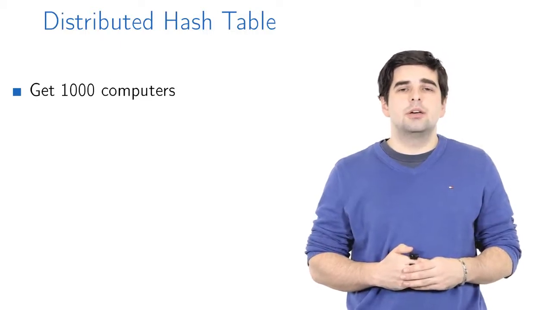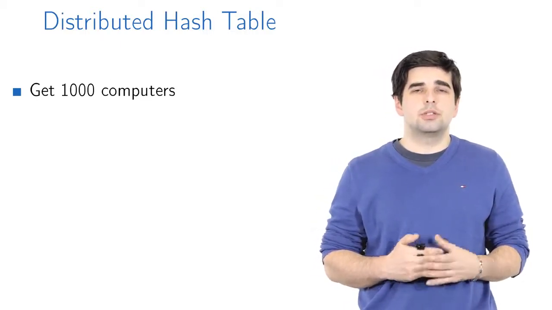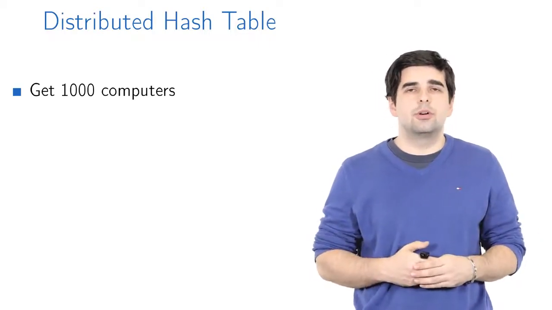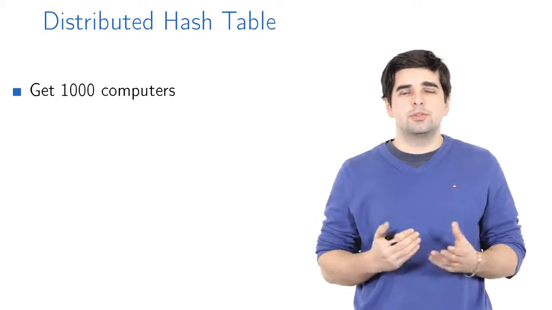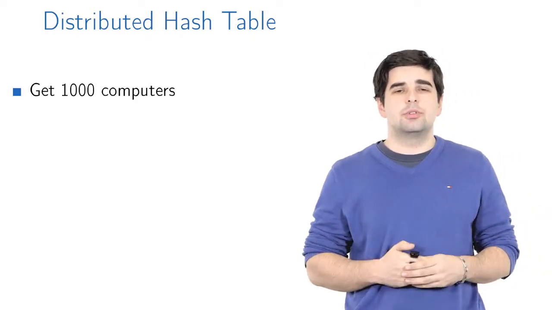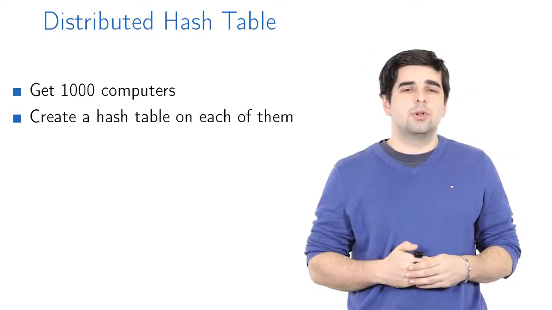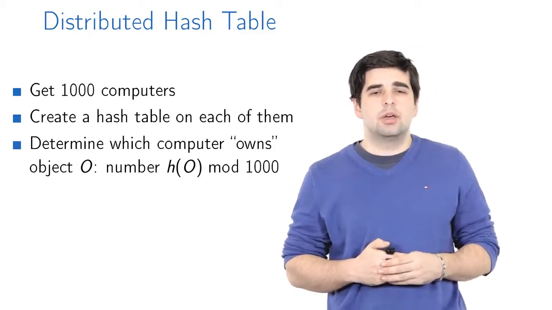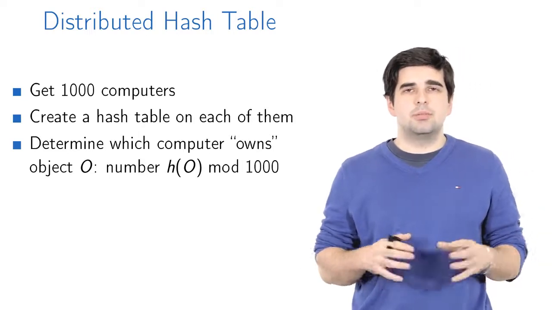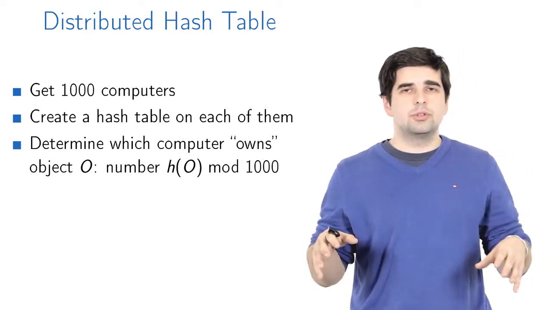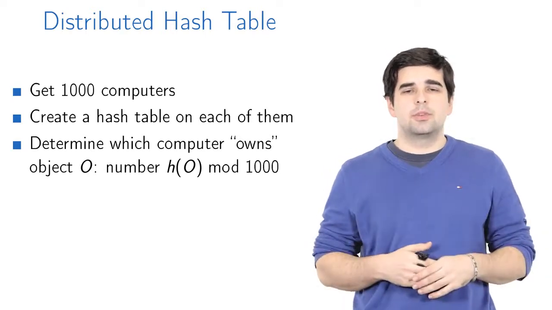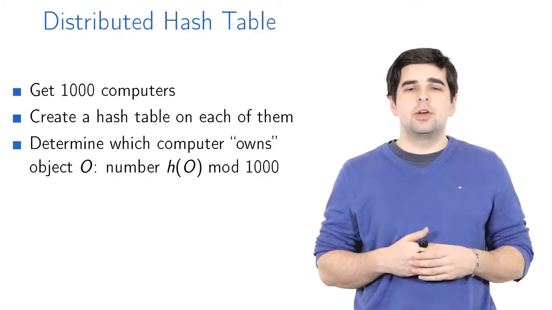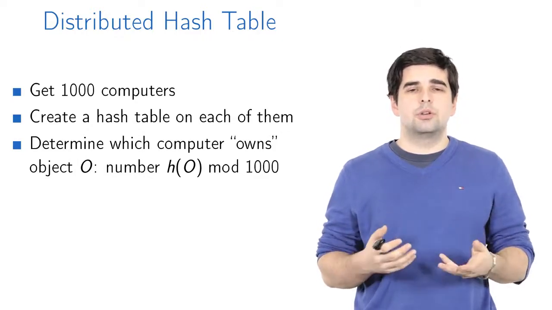So the first idea for a distributed hash table is the following. Just get more computers, get 1,000 computers. If you are Google or Dropbox, you can do that. And then you will store your data on many computers. You create a hash table on each of those computers, and then you separate the data between those computers, so each computer will store its own part of the data. And you need to determine quickly and automatically and deterministically which computer should store some object O.